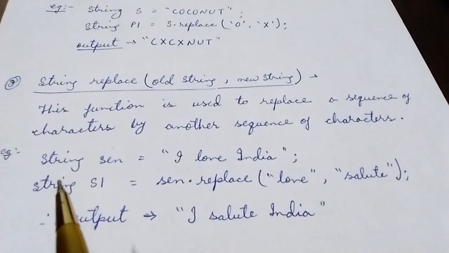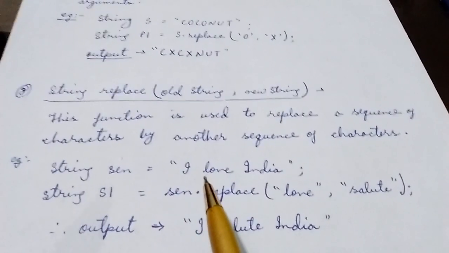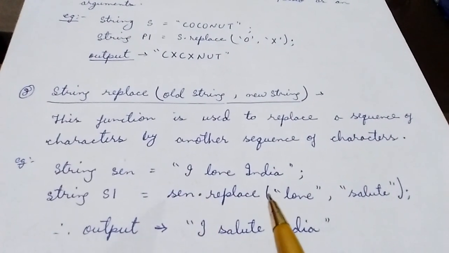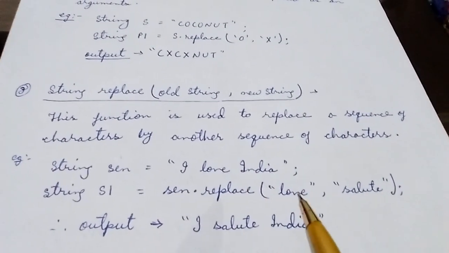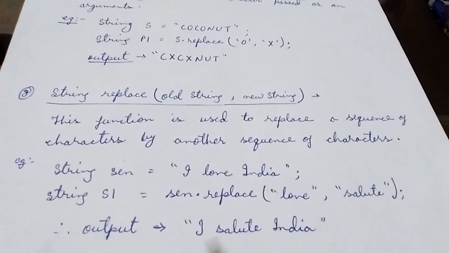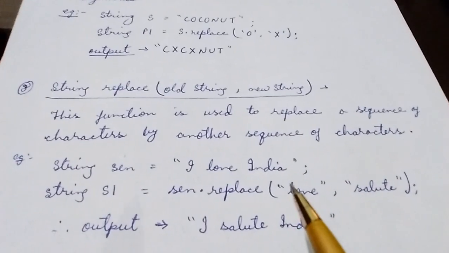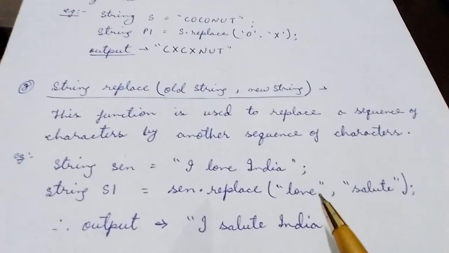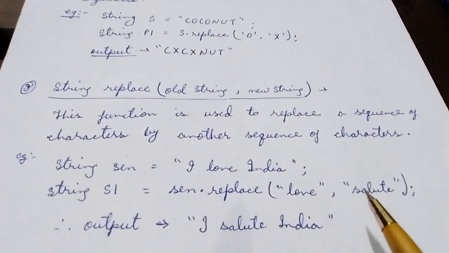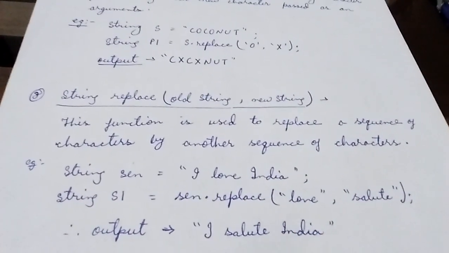We'll see one example. String send, send means sentence, equals to "I love India". String S1 equals to send dot replace. We are replacing from the sentence "love" with "salute". So after that, this will give the output "I salute India". Now this is an important thing that you have to understand. See the length of "love", L-O-V-E, having 4 characters, whereas "salute" is having 1, 2, 3, 4, 5, 6 characters. So automatically the length of the string will increase.